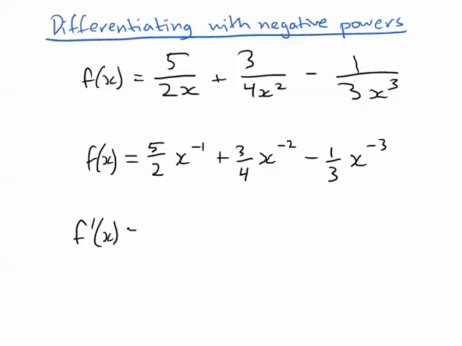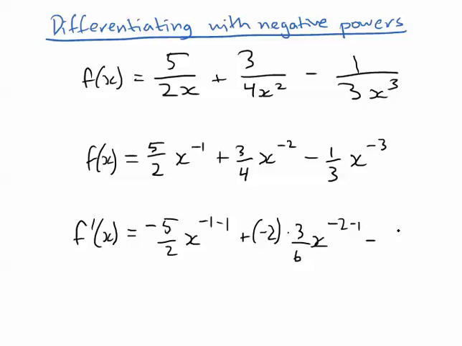So f prime of x is going to be equal to this power we take down in front. So we've got minus 5 over 2 x to the power of minus 1 minus 1, because we're reducing the power by 1. And then we've got plus minus 2, let's put that in brackets, times 3 over 4 x to the power of minus 2 minus 1. And finally we've got minus negative 3 over 3 times x to the power of negative 3 minus 1.